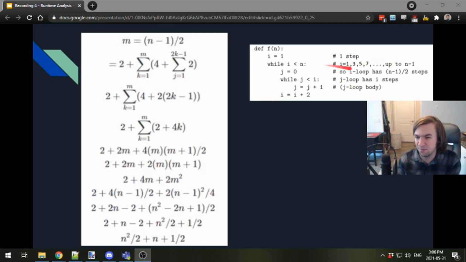We know we're going to be able to get to n minus 1. But now how many times is this, right? Well, the number of times is not n minus 1 times, it's n minus 1 over 2 times, because we're skipping up by 2 every step. So that's how many iterations we have of this loop. It's m, n minus 1 over 2.